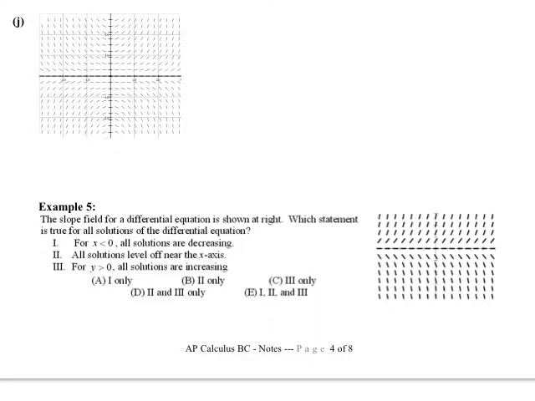Okay, finally, in example 5, they give us some information in a slope field, and they want us to tell which of these is true. This says for all x less than 0, the solutions are decreasing. So we'll plot a point where x is less than 0, and here's a particular solution where x is less than 0. That's decreasing. But here's another spot where x is less than 0, and that function is increasing. So we know statement 1 is false.